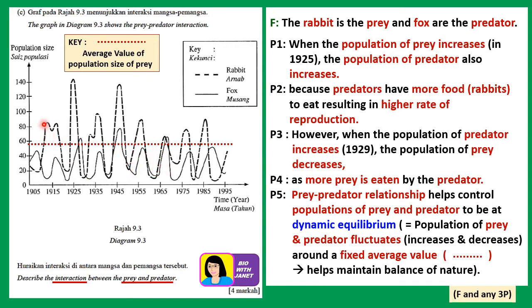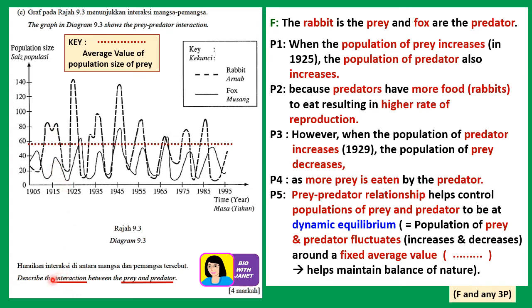If you are given two graphs and not told which one is the prey and which one is the predator, you can more or less identify the prey as the organism with the higher numbers or bigger population size. Usually the prey is small, but its population size is bigger than that of the predator.